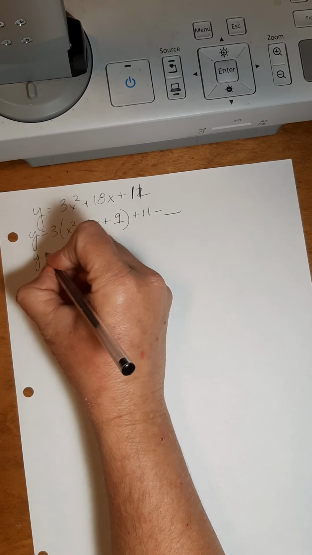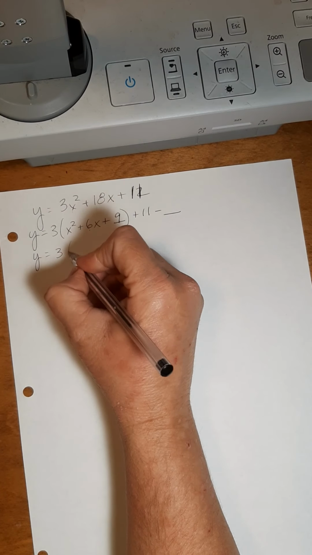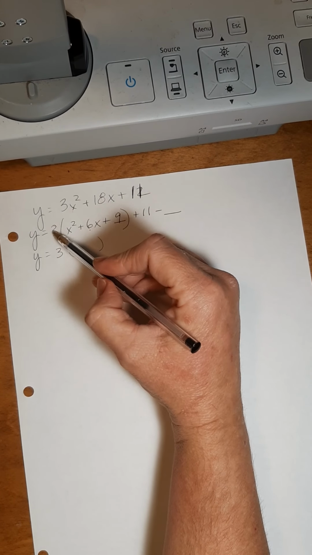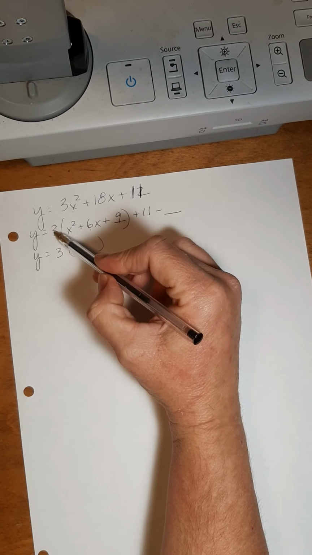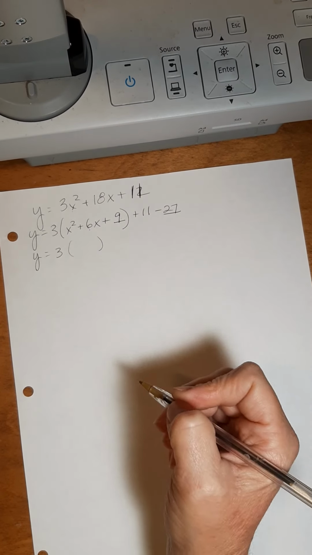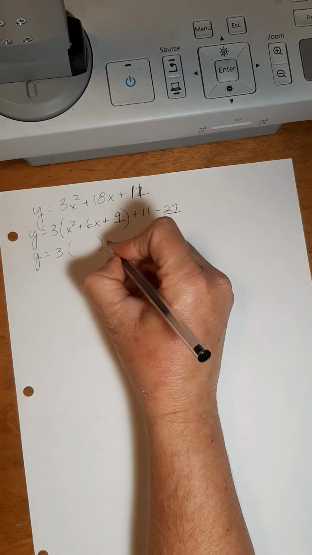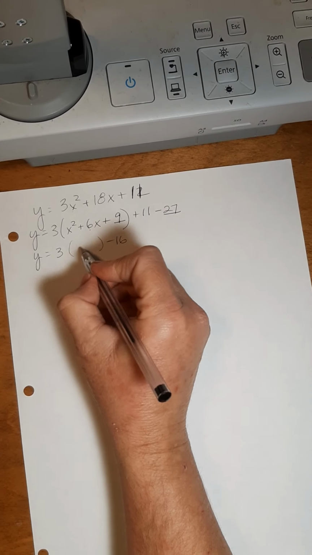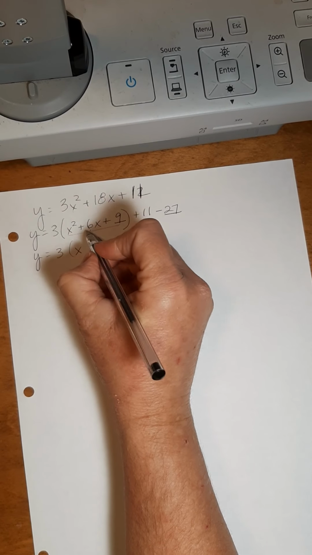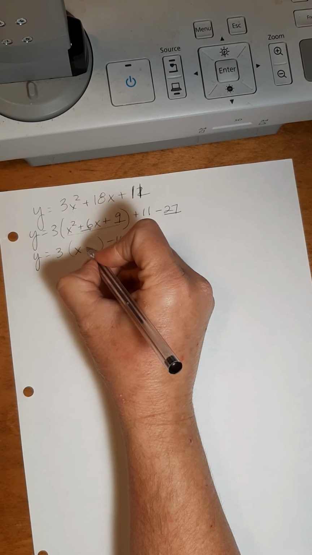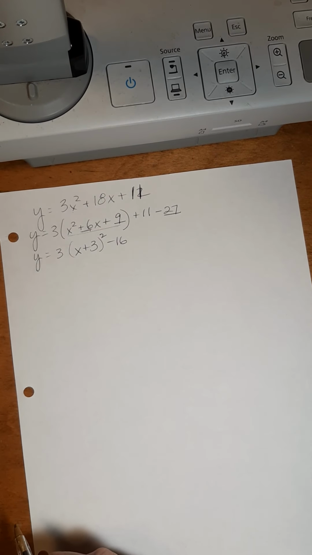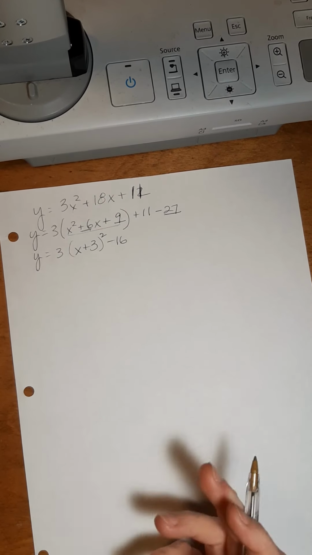Now the only thing is, notice how we didn't just add 9. We added 9 times 3, or 27. So 11 minus 27 is -16. And then this, it does factor, but remember the shortcut is this divided by 2. Will work every time. So that's another one, completing the square.